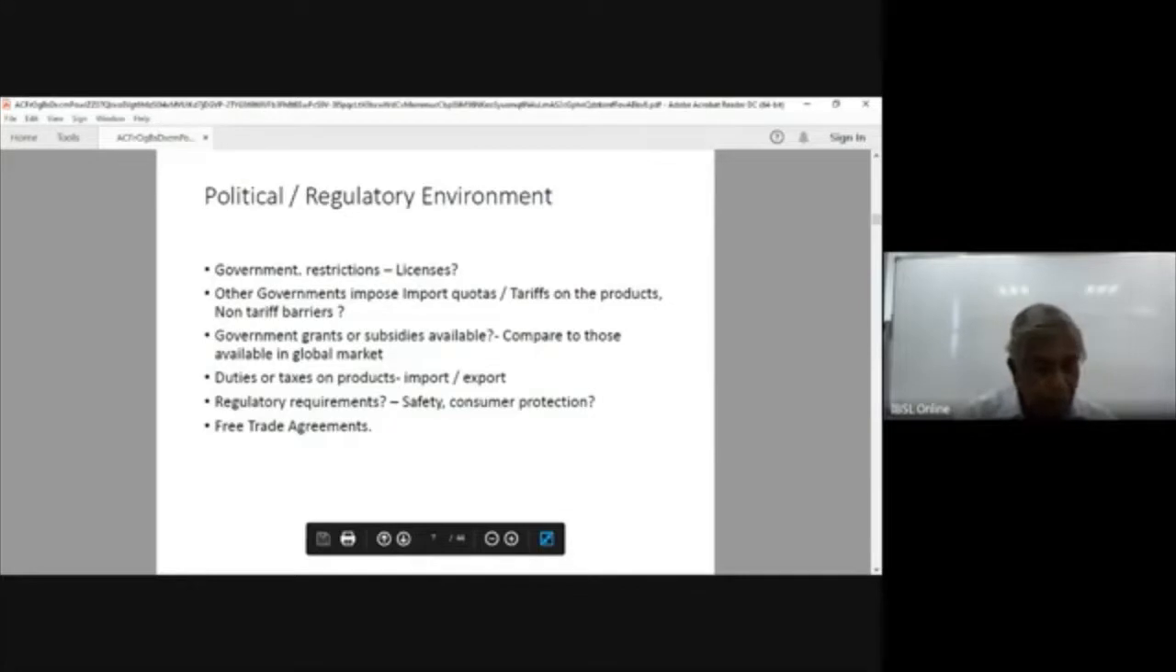Then, I have already told you about duties or taxes on products, import and export. How are the duties and taxes? Then the regulatory requirements. There are regulatory requirements to establish safety or consumer protection. The government imposes many regulations, and the monitoring agencies will inspect those industries and manufacturing plants and impose various regulatory measures. So check whether there are regulatory requirements in regard to safety or consumer protection.